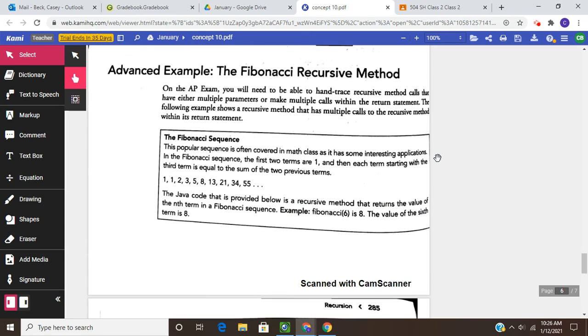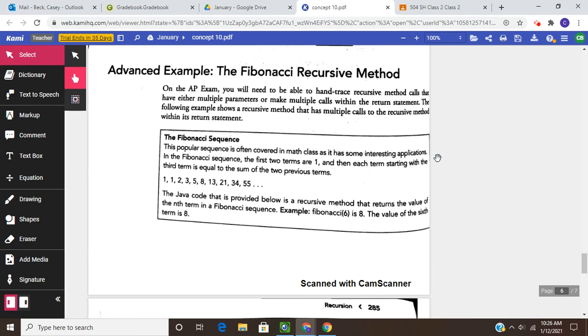Here's a little more advanced example. This is the Fibonacci recursive method. On the AP exam, you will need to be able to hand trace recursive method calls that have either multiple parameters or make multiple calls within the return statement. The following example shows a recursive method that has multiple calls to the recursive method within its return statement.